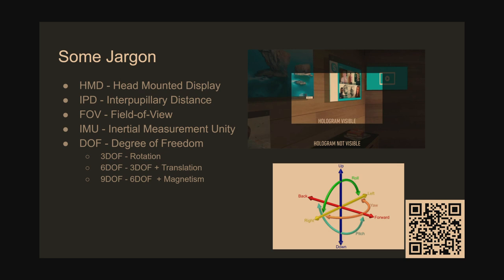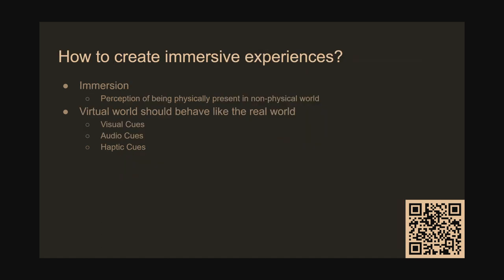But with higher end phones, you would have six degrees of freedom, and you would have that kind of experience. You would be able to move forward, look closer at the 3D objects, and move further away. And for the magnetism I mentioned earlier, this allows the headset to be oriented towards the real world using the compass information. So how to create immersive experiences?